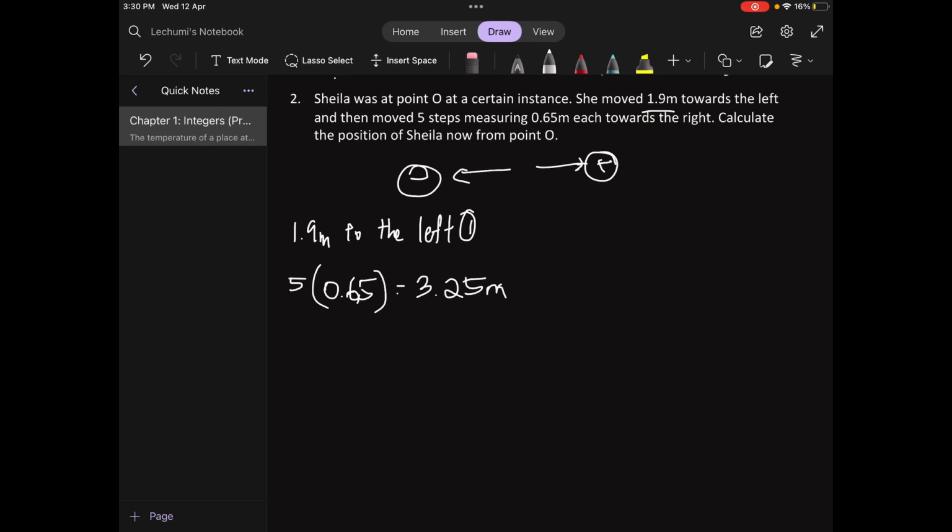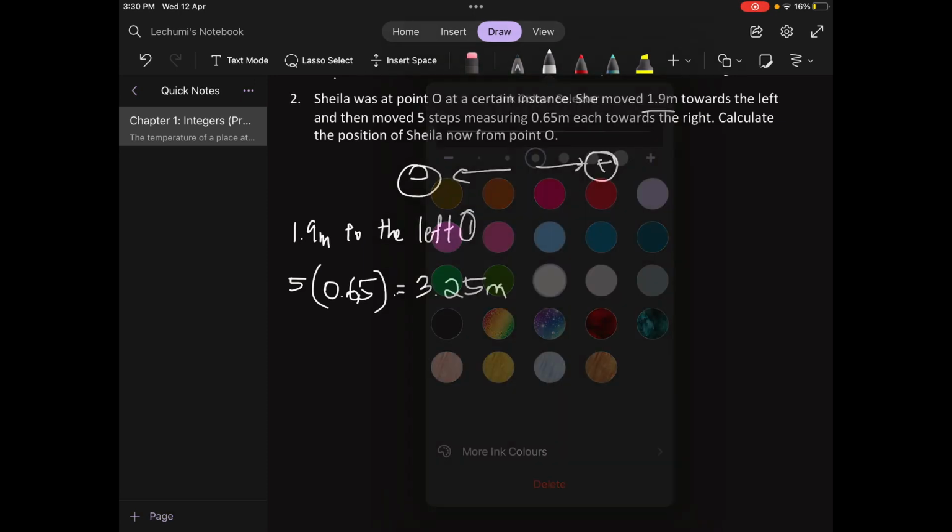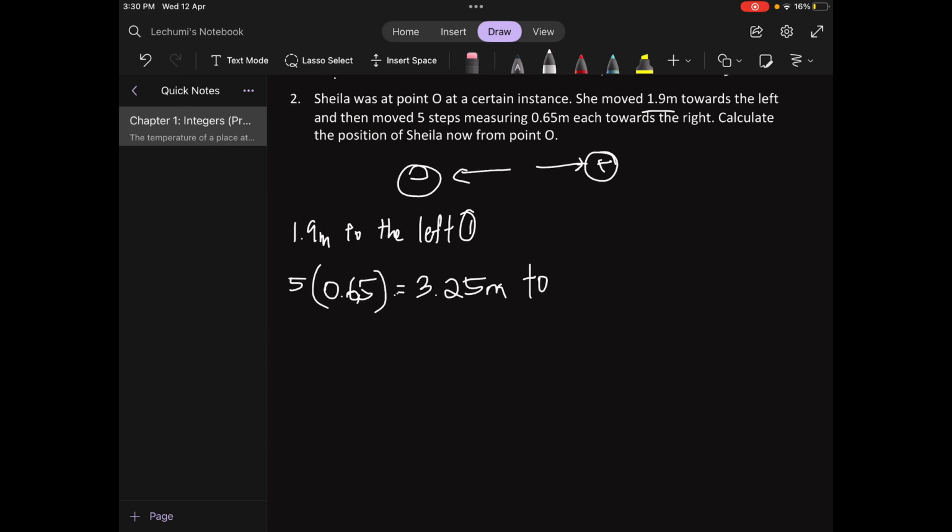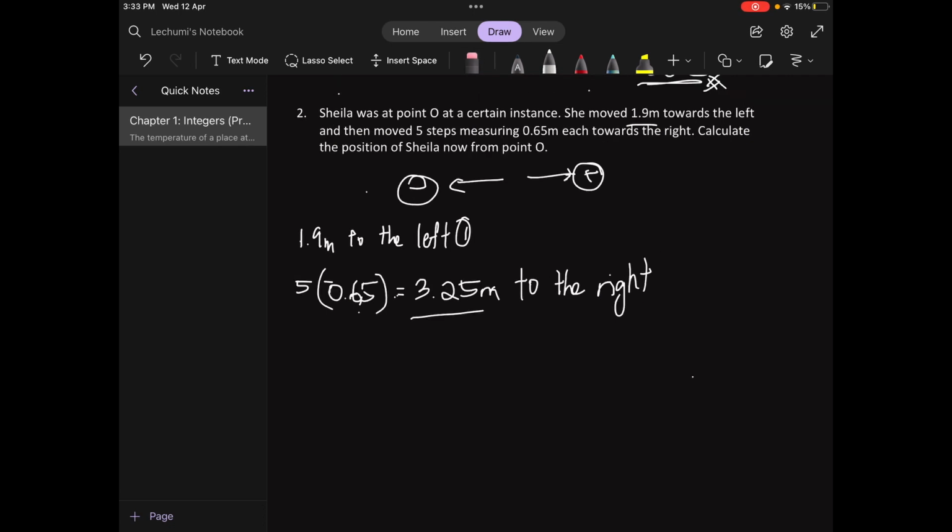So 5 times 0.65, we get 3.25 meters towards the right. Now that we are done with the first step of listing out the important information, it's time to move on to the second step of visualizing.